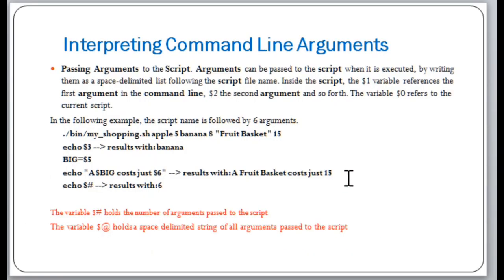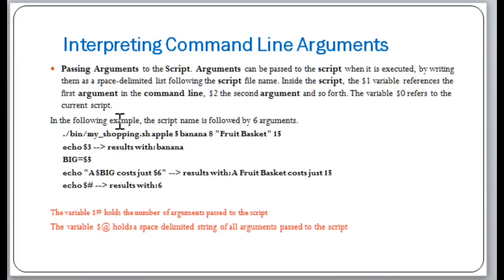Let's go ahead and switch to our next subject here, which is interpreting command line arguments. So, passing arguments to a script: arguments can be passed to the script when it is executed by writing them as a space-delimited list following the script file name. Inside the script, the $1 variable references the first argument in the command line, $2 the second argument, and so on. The variable $0 refers to the current script.